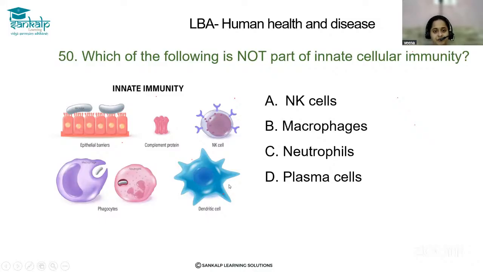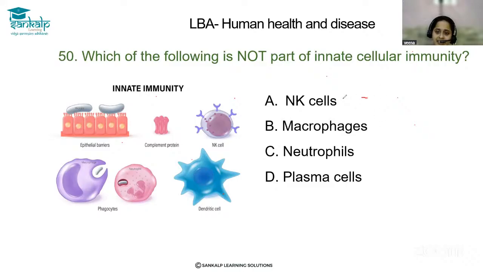Let's solve question 50. Which of the following is not a part of innate cellular immunity? So, dear students, we have already discussed innate immunity, and that is accomplished through four barriers, right? The physiological, then physical, then cellular, and then cytokine, right? So here they are asking which is not a part of cellular.